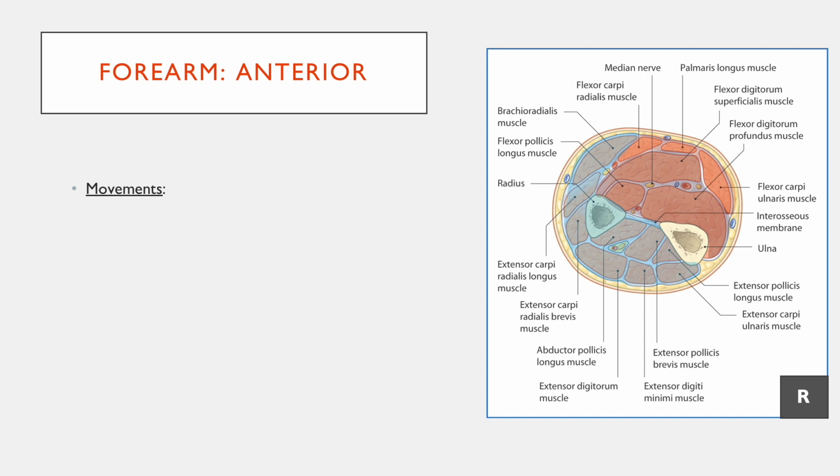So going back to the anterior aspect of the forearm, in terms of movements, it carries out wrist flexion. So that's the flexor carpi ulnaris and radialis. Flexion of the digits, so flexor digitorum superficialis and profundus. And it carries out pronation through the pronator teres and the pronator quadratus.